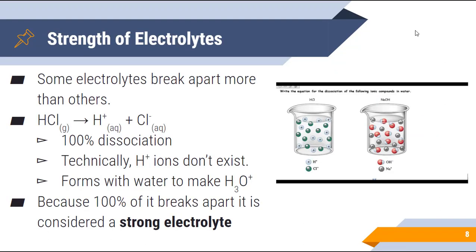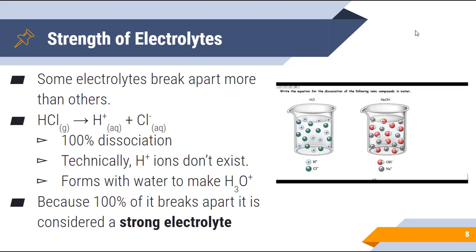Let's move on. So here's some difficulty with some material with electrolytes. Some electrolytes break apart more than others, and it's important that we know that because that allows us to differentiate between strong electrolytes and weak ones. Let's look at HCl as a great example of this. HCl, when you put it into water, 100% of it will break down into H plus and Cl minus. Now, technically H plus doesn't exist. It actually bonds with H2O to make H3O plus, but just using H illustrates my example here. Because 100% of it breaks apart, it is considered a strong electrolyte.